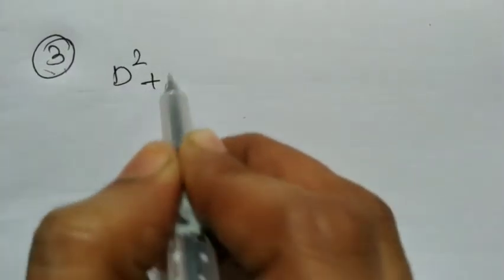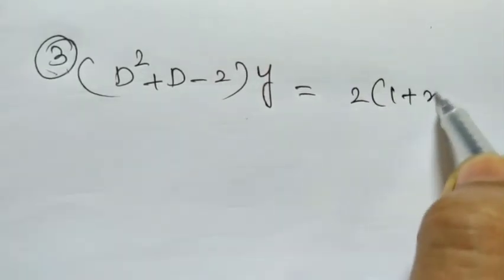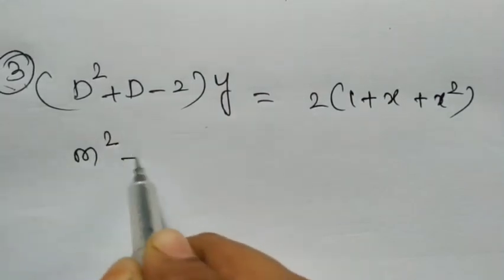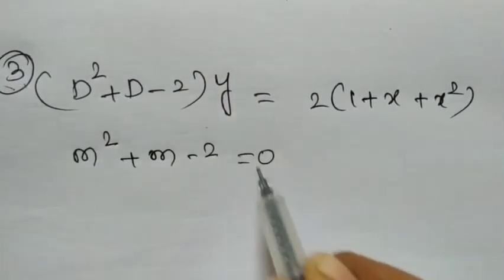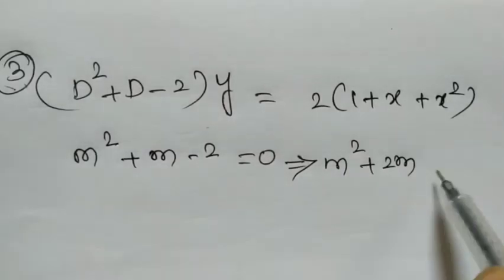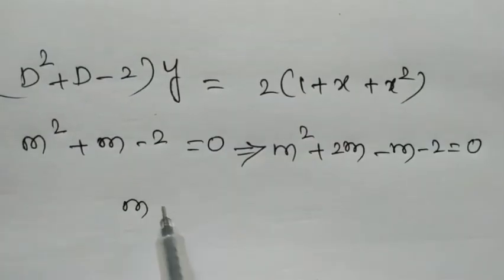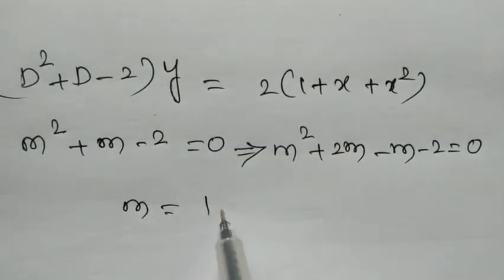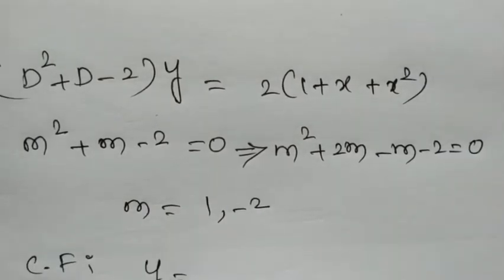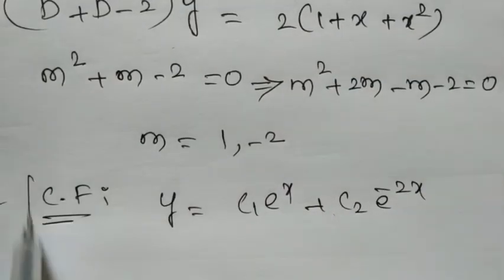d square plus d minus 2 into y equal to 2 into 1 plus x square. So here auxiliary equation m square plus m minus 2 equal to 0. So therefore roots are m equal to 1, minus 2. So complementary function y equal to c1 e power x plus c2 e power minus 2x.